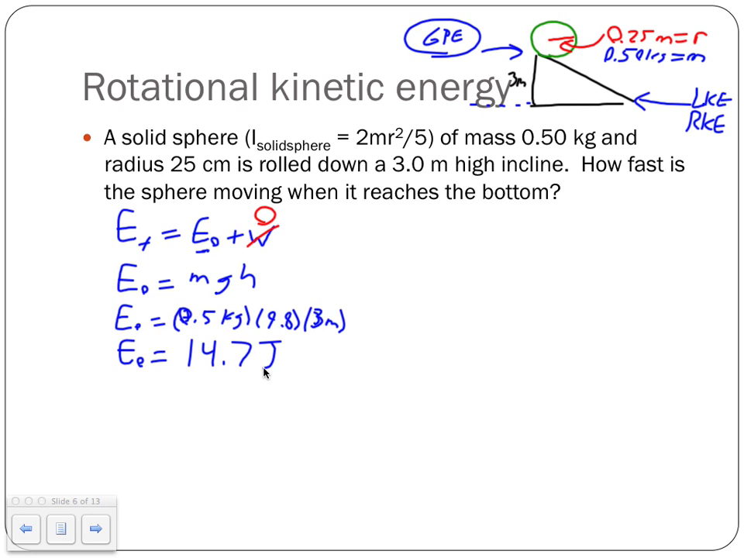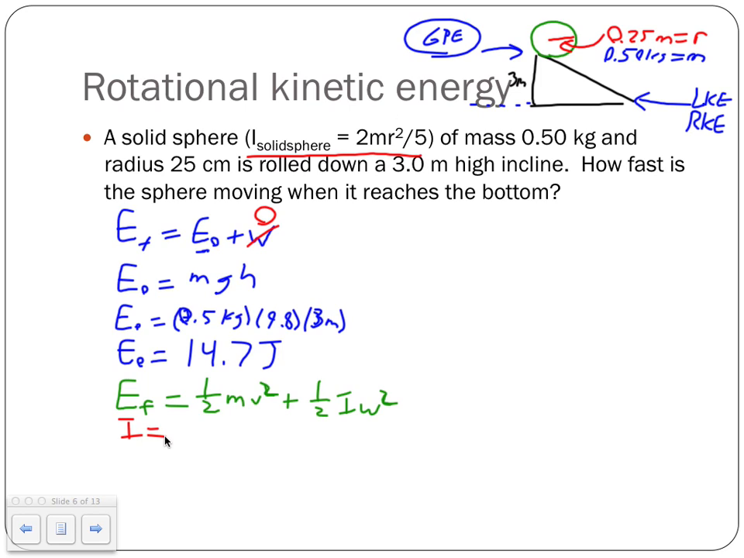So let's go ahead and take a look at this final energy. The final energy we said is made up of linear kinetic energy and rotational kinetic energy. So linear kinetic energy is 1/2 mv squared plus the rotational kinetic energy, which is 1/2 I omega squared. So let's see what we know about this. You know, m we've got, v we've got, I we don't have. So we're going to need to figure out what is the moment of inertia for this sphere. It tells us the equation for it, 2mr squared over 5.